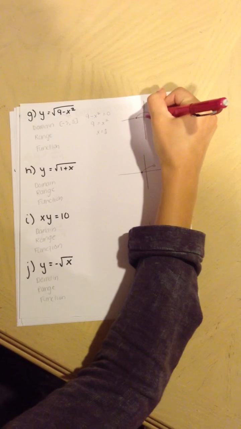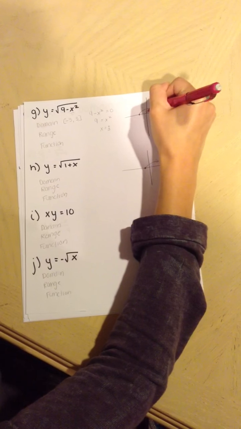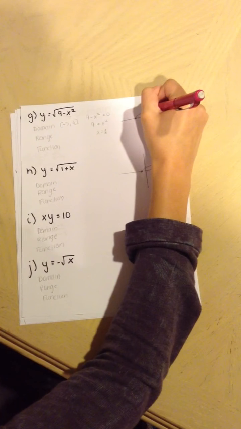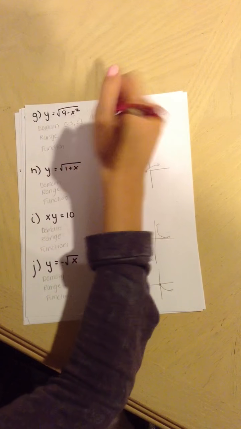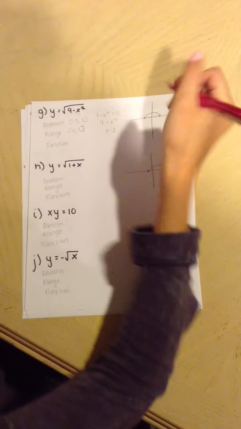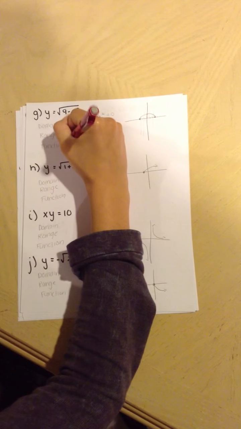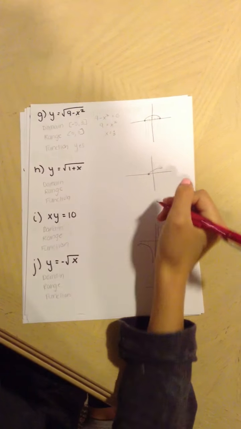Now the range for this one is going from 0. Since this is going to go up, this is going to be 3 up since it's a semicircle. So it's going to be from 0 to 3. And it passes the vertical line test. So yes, it's a function.